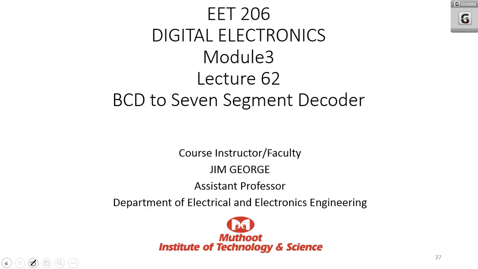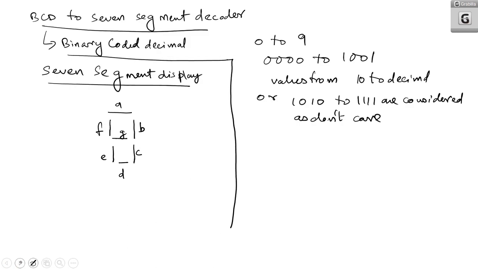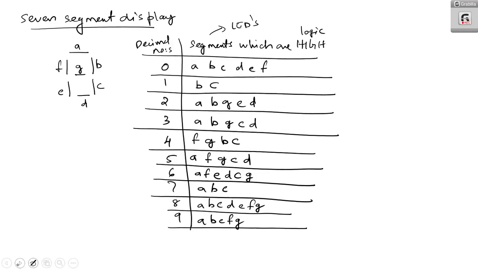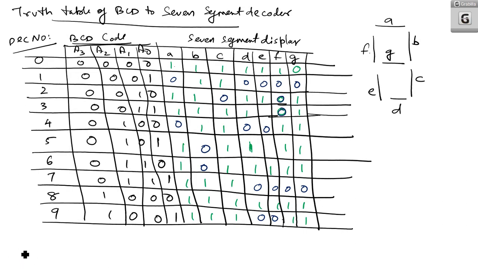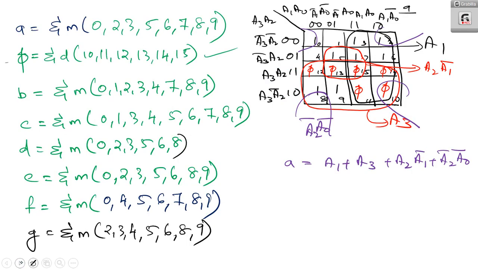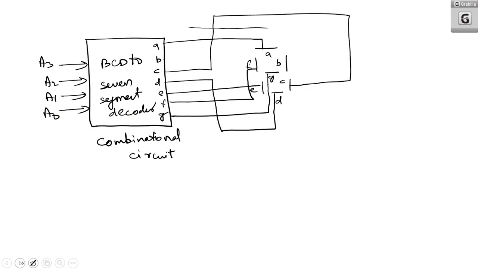We started with the BCD to 7-segment display: what it is, what a BCD is, and what a 7-segment display is. We dealt with the different types of 7-segment display, common anode and common cathode, and how they operate. Then I derived the expressions for A, B, C, D, E, F, and G along with the don't cares. And I have drawn a simple circuit in block diagram form.